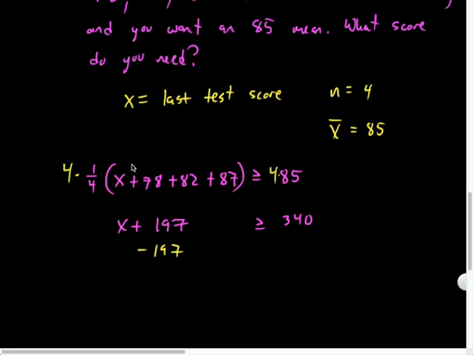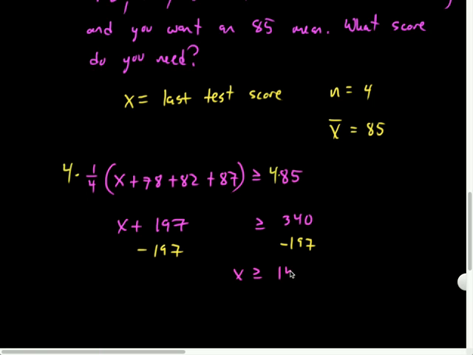The one common mistake that people would do if they did distribute this 1/4 is they would just forget to put that x over the 4. That's the only thing I'd be cautious of. So x is going to be greater than or equal to 340 minus 197.